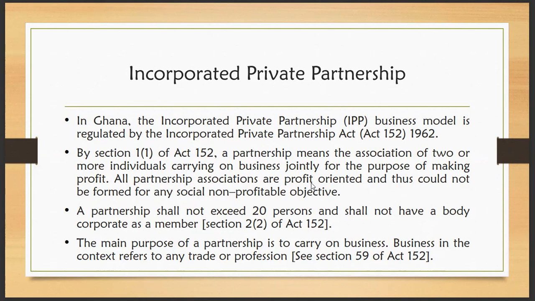And again, if we look at Section 2 of Act 152, the maximum number of partners is 20, and the minimum number is 2. So let's keep that in mind. It is conceptually flawed for you to call one person a partnership. No, partnership must always have more than one, but it should not be more than 20. So from 2 to 20. And this is a prescription of the law, Section 2 of Act 152. So let's keep that in mind.